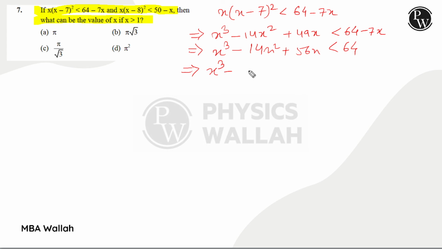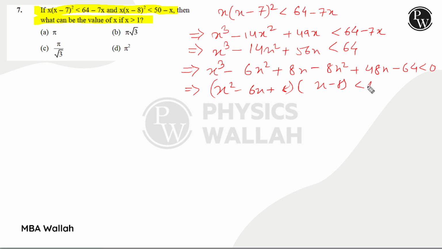So just see how I am doing it: x cube minus 6x square plus 8x minus 8x square plus 48x minus 64 is less than equal to 0. Now this typically will get me a quadratic expression x square minus 6x plus 8 and an expression x minus 8 that is less than equal to 0. Now this expression obviously is very easy to factorize. The expression can be factorized as (x minus 2) and (x minus 4). I already have an (x minus 8) less than 0. So this is what I'm getting from the cubic expression that was given to me in the first stage.